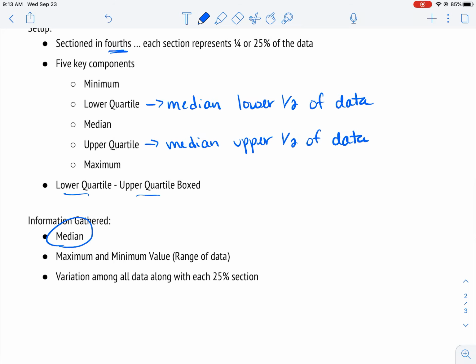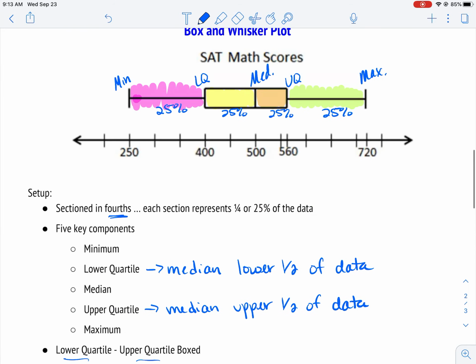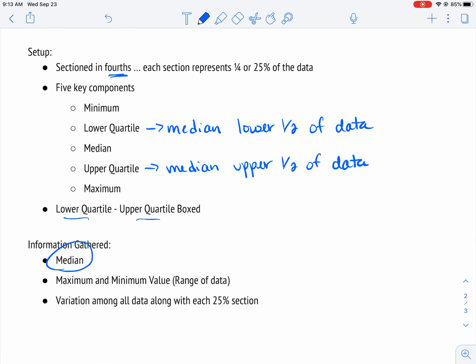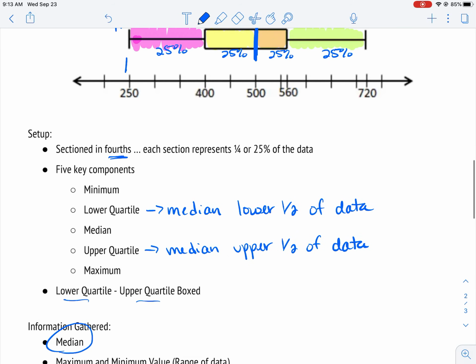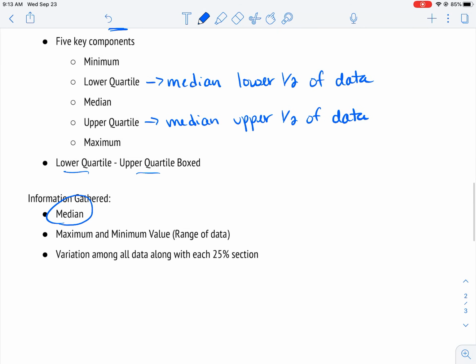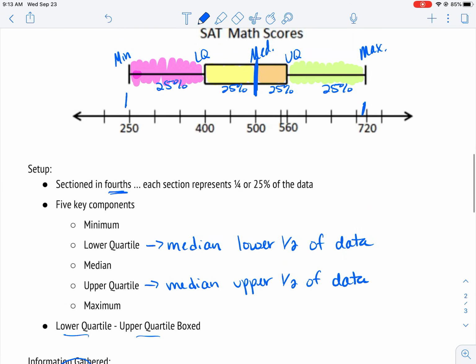Information gathered: you absolutely get the median. 100% you can get the median. It's the middle of the box. That's always the median. You can see the max and min value, right? That's from end to end. And then you can see how much variation there is. Like what percentage of the data is below 560? Well, that's 75%, right? What percentage of the data scored between 400 and 500 on their SAT? 400 to 500 is here. That's one section. It's 25%. So you can answer questions in terms of variation there.